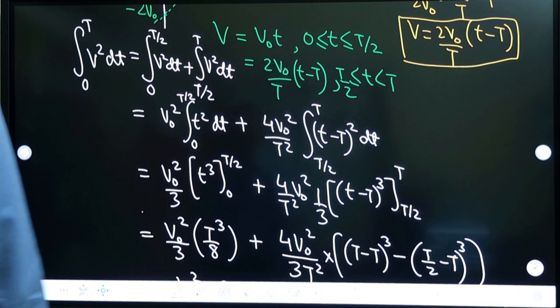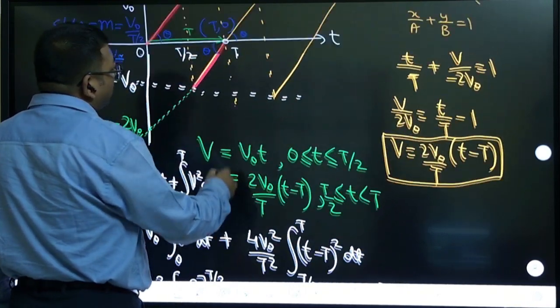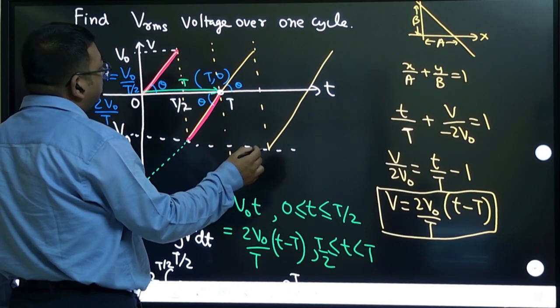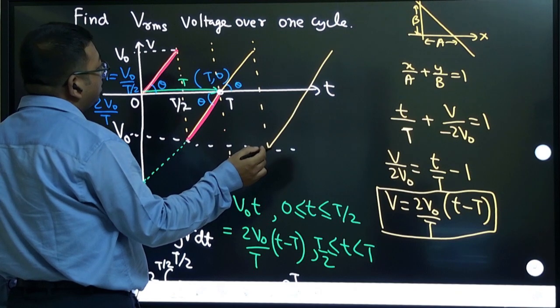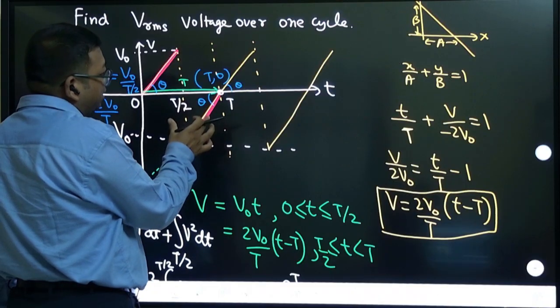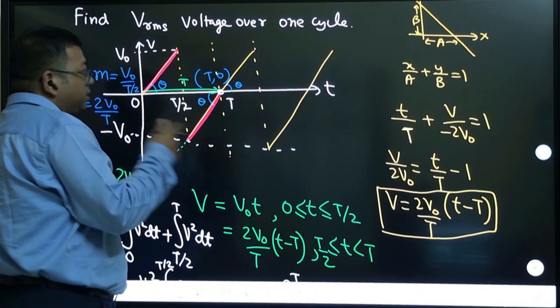So where is that mistake? Tell me. This is the equation of line, x by a plus y by b is 1, right? So this line is going like this. The x intercept is T, y intercept is minus 2v naught.